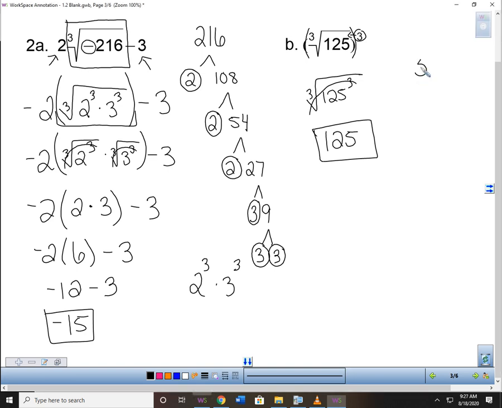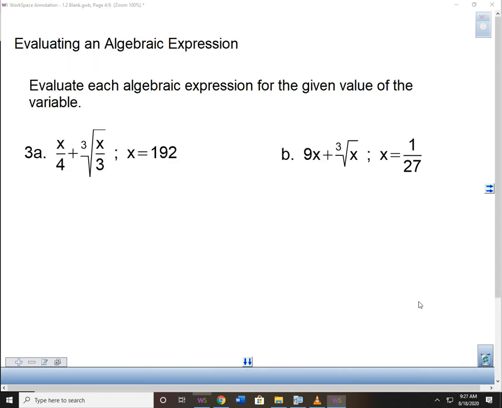It was 5. And then you would raise it to the 3rd power. Well, 5 to the 3rd power is 125. So either way you work it, it comes out correct. All right, so now we're going to have an expression where we have to substitute a number in, and then we'll do the process that we just learned how to do.